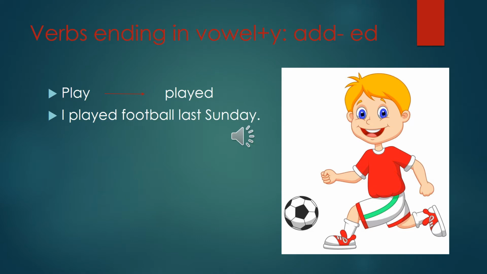I played football last Sunday. Miss, it's very easy. It ends with Y. We remove it and put IED. No, we won't do that. But why? In study, you told us to remove Y and put IED. Because before the Y, there was a consonant. But here, before the Y, there is a vowel. We can't remove Y. We can't put two vowels together. So in this case, when the verb ends with vowel plus y, we just add ed. So play, played. I played football last Sunday. So what's the difference between studied and played? Study ends with consonant, then y. But play, a vowel, then y.